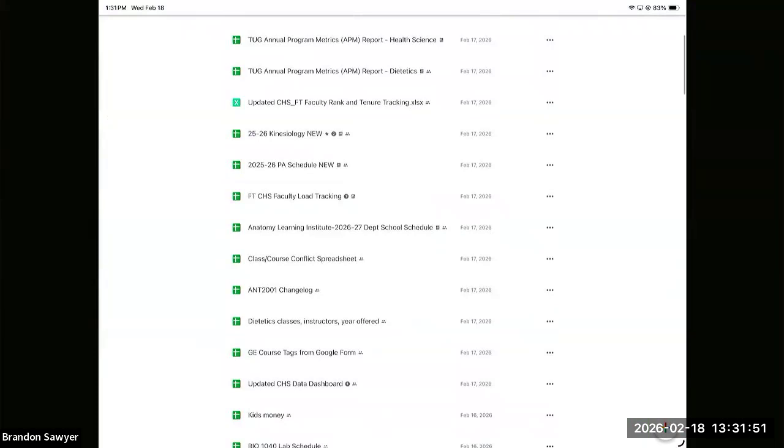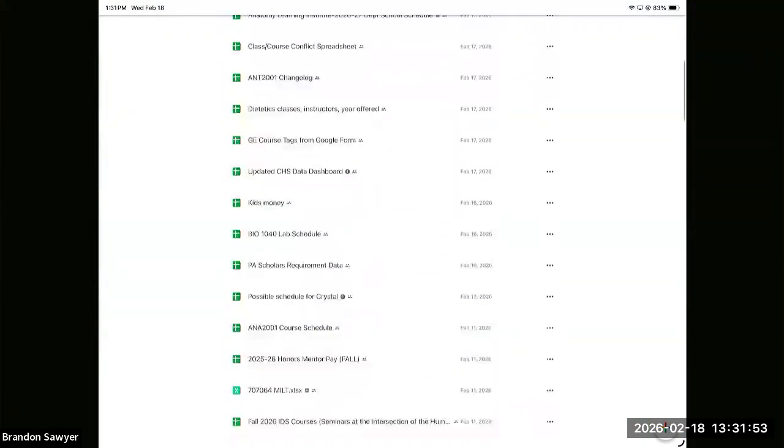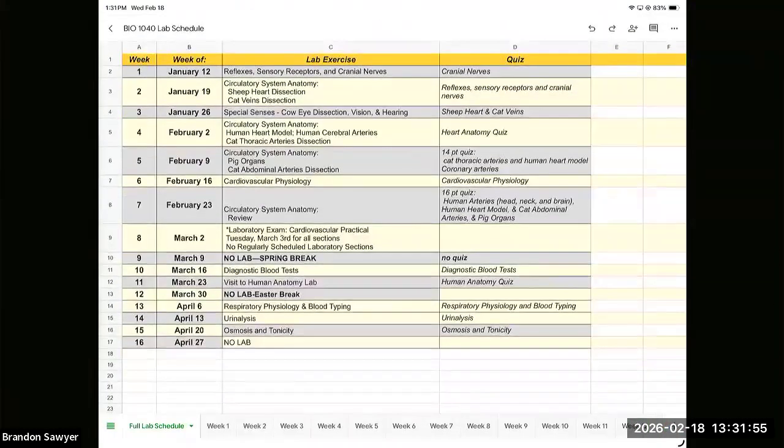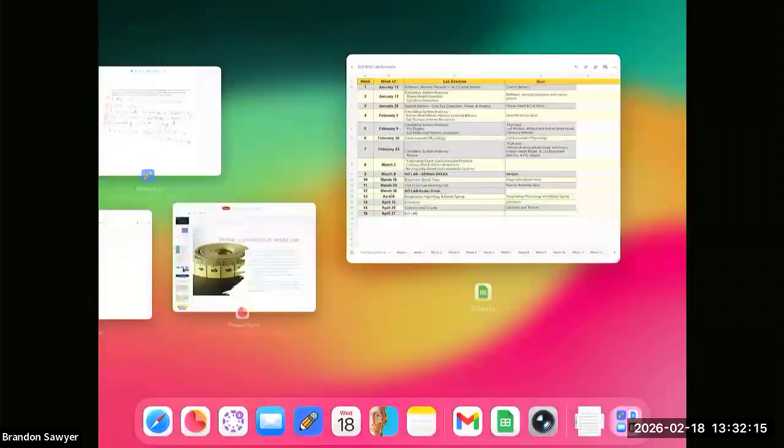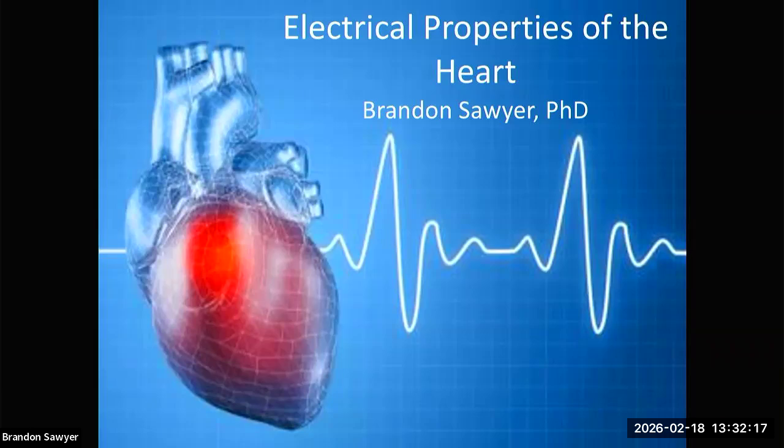Let's see, where is the bio 1040 lab? Yeah, so the review is next week, and then the practical is the week before spring break. Does the assignment for the lab practical on Canvas say next week? It does. Okay, I'll fix that. Thank you. I didn't realize that. All right, other questions at all or anything else?